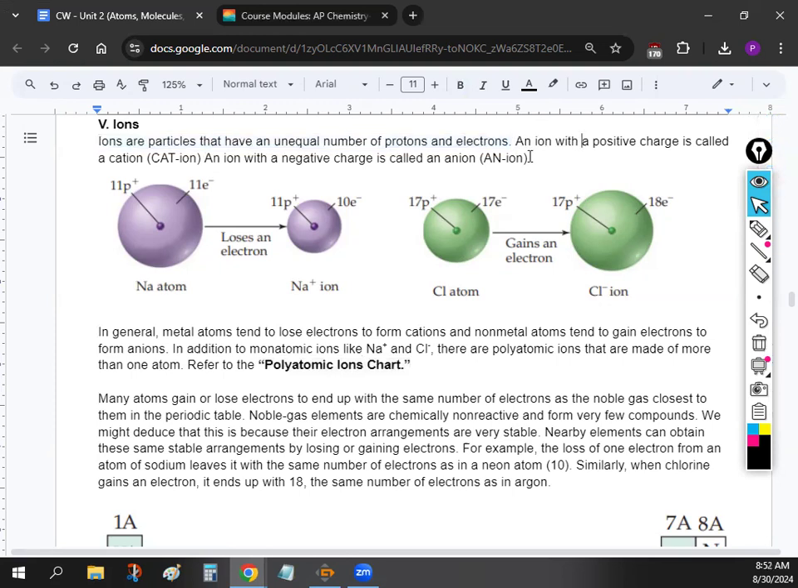And now, if an atom has more protons, right, that's more positive energy, it creates a positive charge. And we call positive ions cations. So positive ions are called cations.